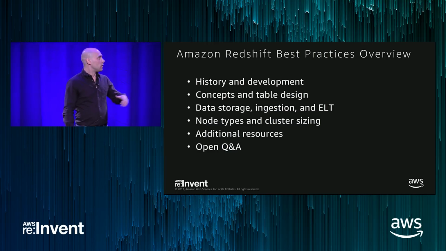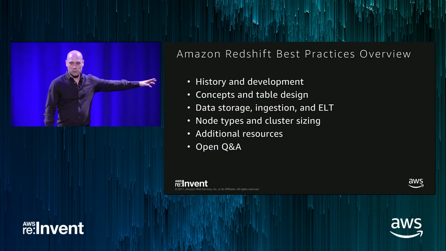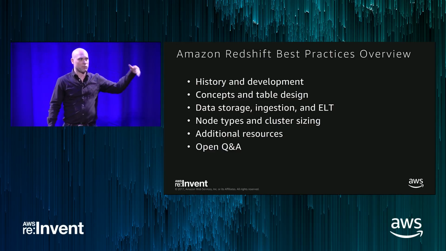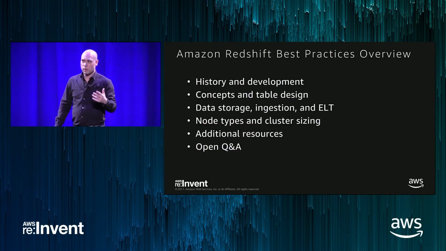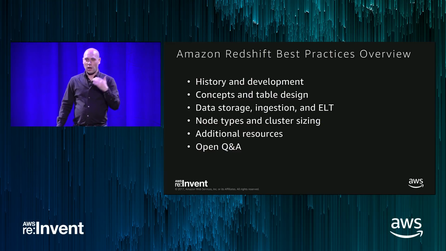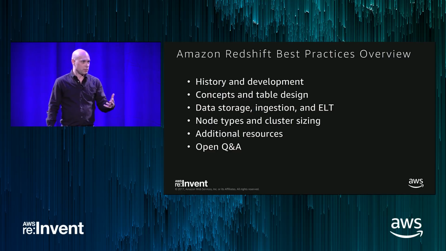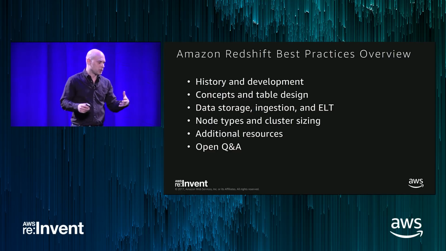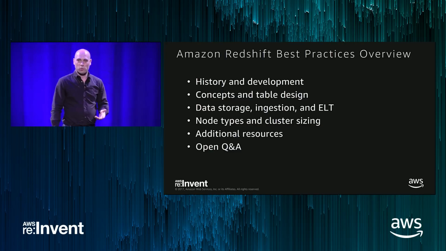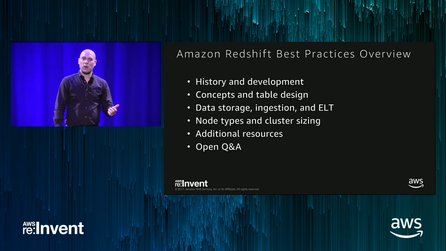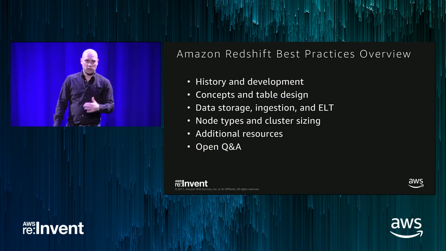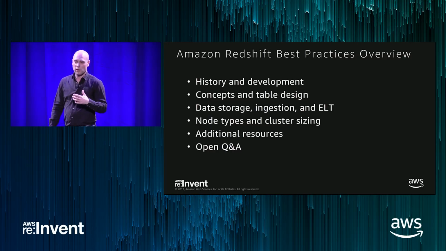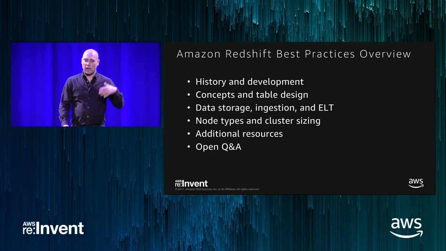We're going to quickly move through this first part. It's the history and development of Redshift, where it came from, and the last 4 years of development that we've done. Then we're going to move into concepts and table design. Some of the concepts are mainly to make you aware of how we talk about Redshift. Then we'll go through table design. The next part is best practices on ingestion, data loading and ELT. And then we're going to wrap up. The last part will be on cluster sizing.